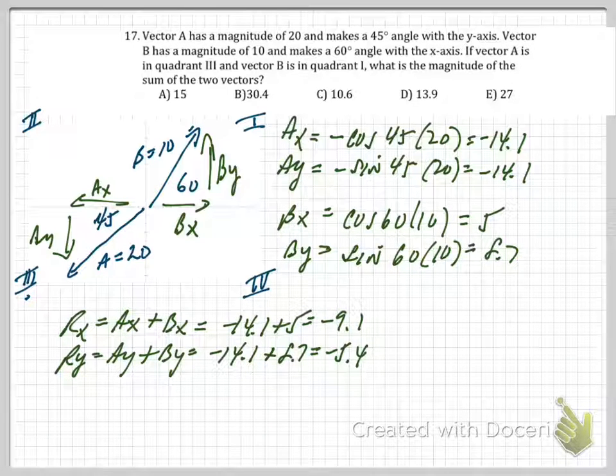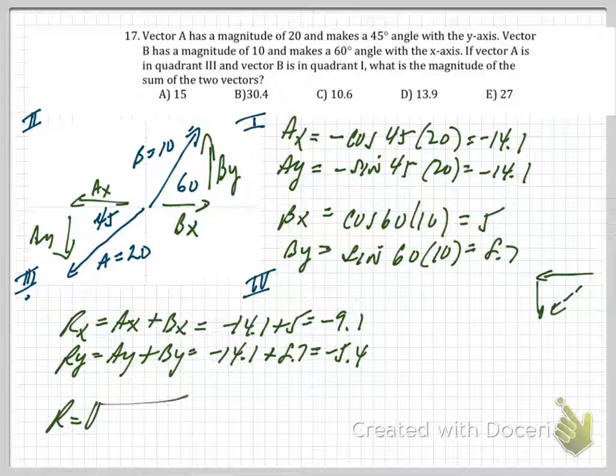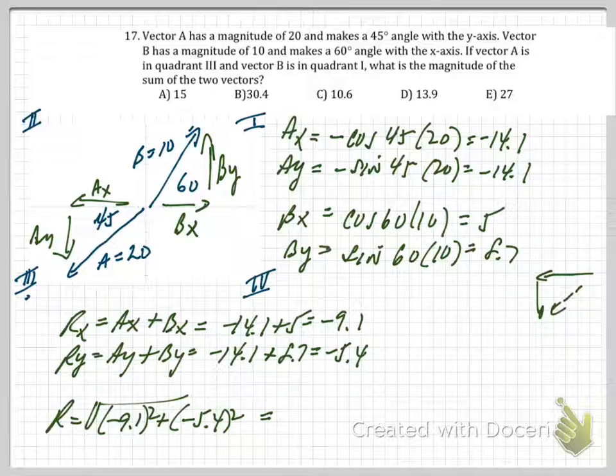So we have a vector that's looking something like this. To get the resultant vector, we need to do this. Take the square of negative 9.1 and add it to the square of negative 5.4. And when we do that, we get 10.6.